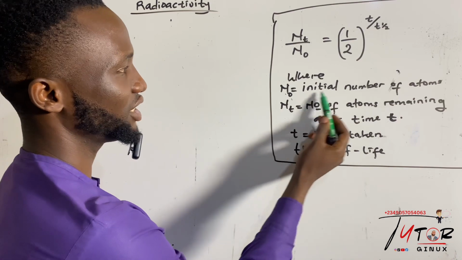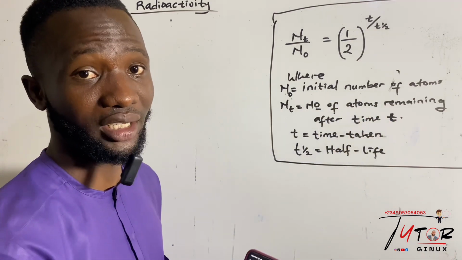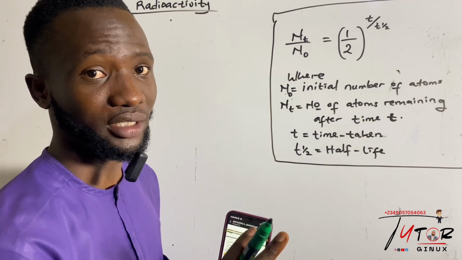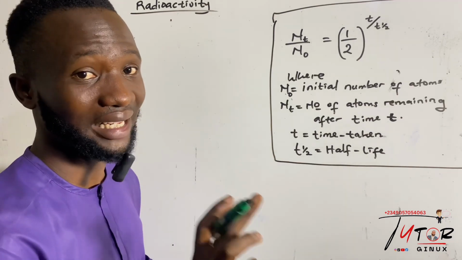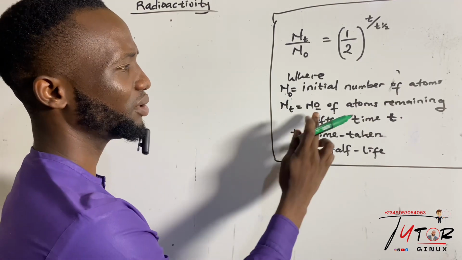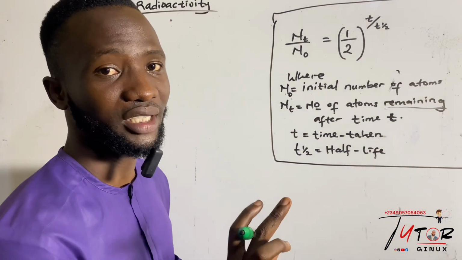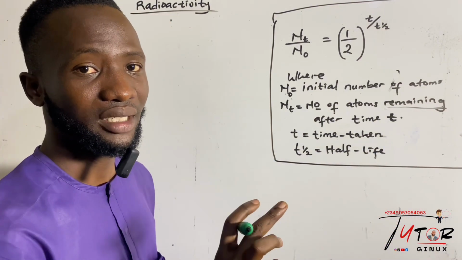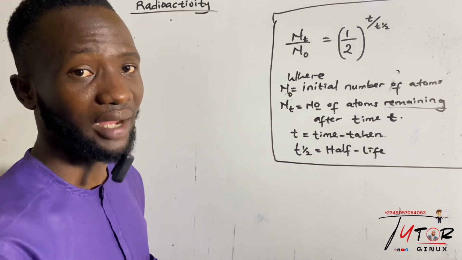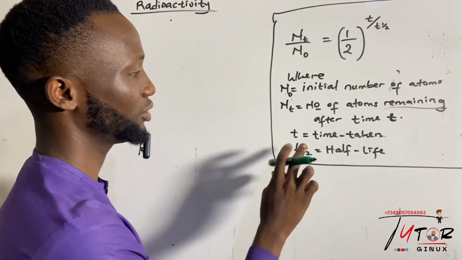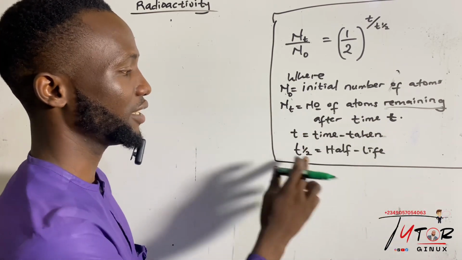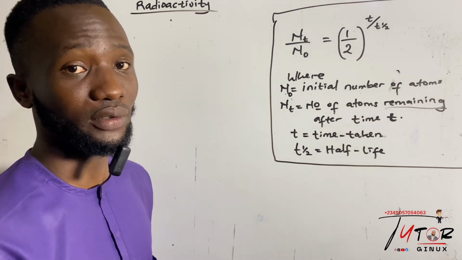N naught is the initial number of atoms at the beginning of the radioactive process. Nt is the number of atoms remaining. Note this: number of atoms remaining. It is not the number of atoms that decay. It is the number of atoms that remain after the radioactive process. Then t is the time taken for the decay. Then T half stands for the half-life.